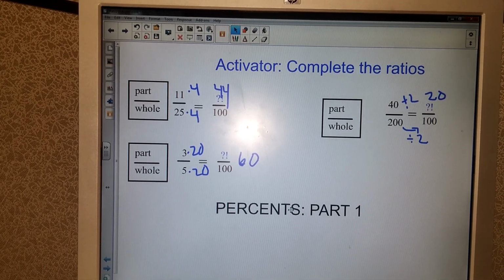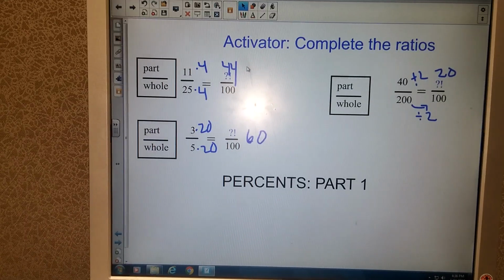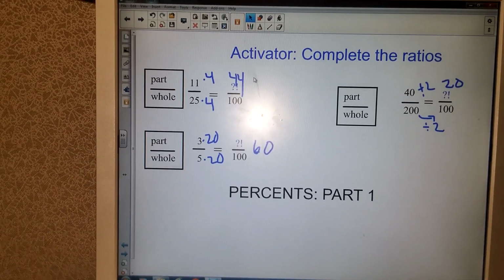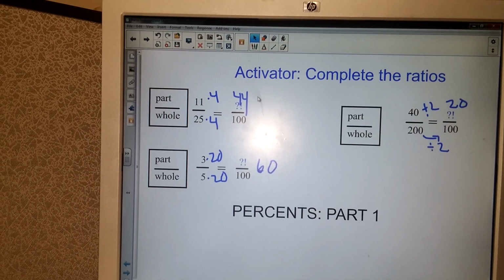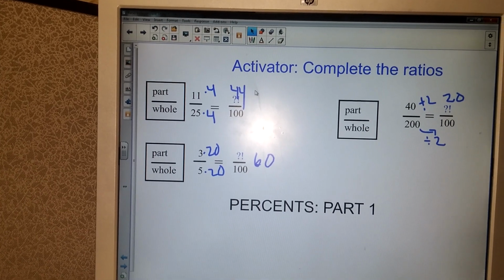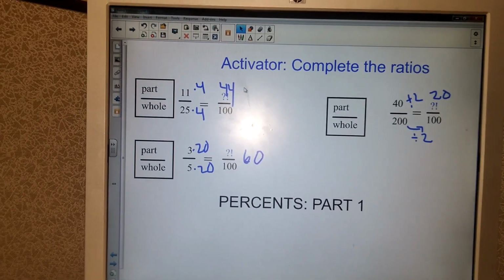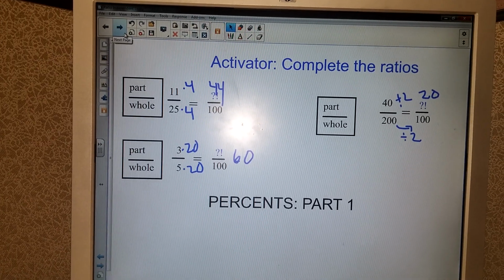In your notebook, if you do not know your factor pairs to get to 100, I will quickly spit them out, and you should copy them down. 1 and 100, 2 times 50, 4 times 25, 5 times 20, and 10 times 10. Those factor pairs will get you to 100 and will make your life a lot easier.